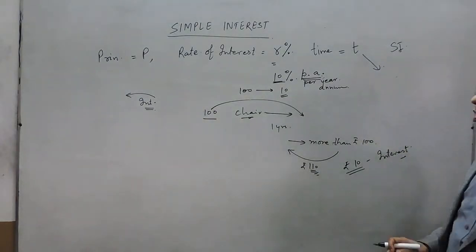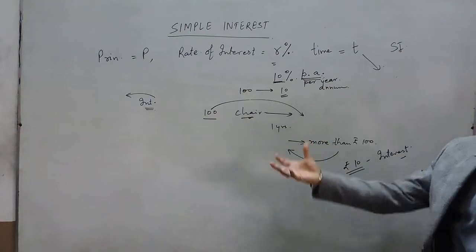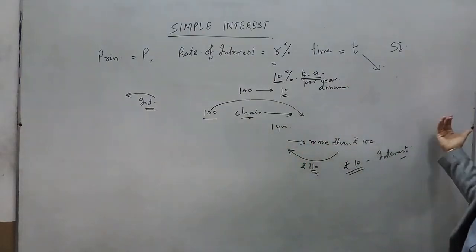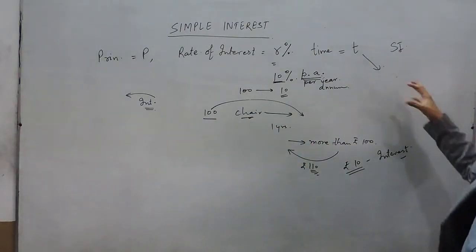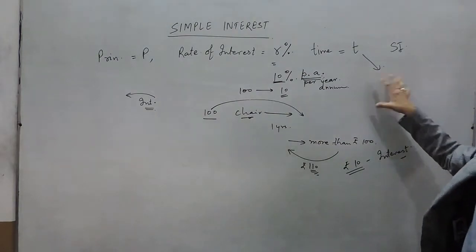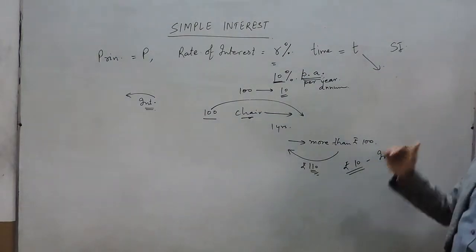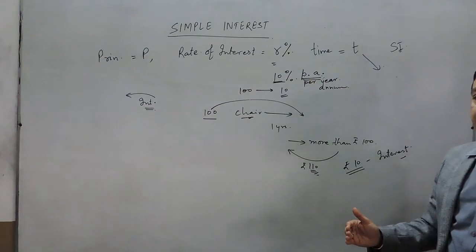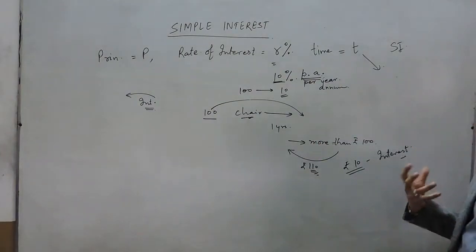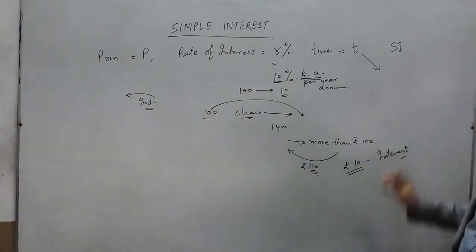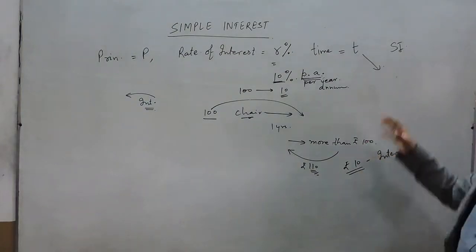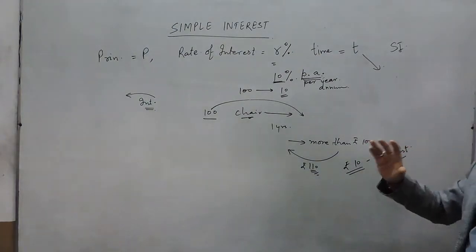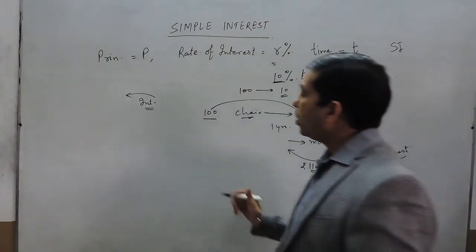When I am talking about time, whatever money I deposit in the bank, the bank will return me some money, but that depends on after how much time I am taking it back. If I take it back after 1 year, the money which the bank will return is less. If I take it after 5 years, it will be more. If I take it after 20 years, it will again be more than that.